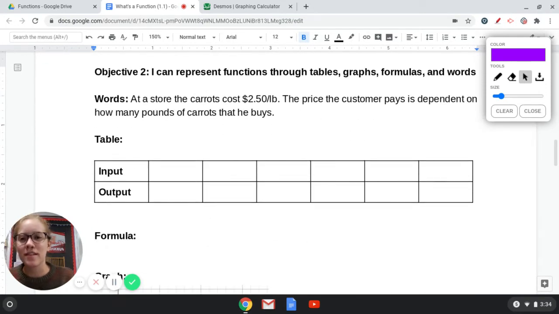Okay, so let's talk about the second objective. I can represent functions through tables, graphs, formulas, and words.